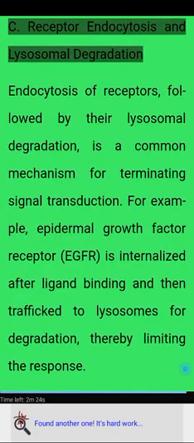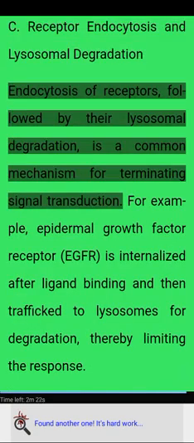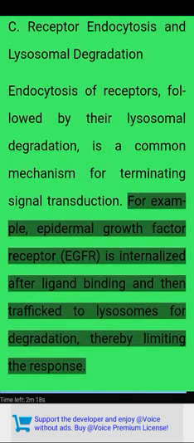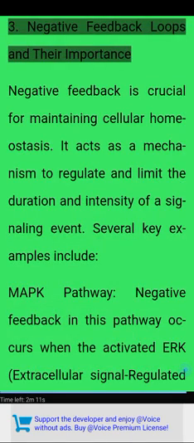signaling cascade. C. Receptor endocytosis and lysosomal degradation. Endocytosis of receptors, followed by their lysosomal degradation, is a common mechanism for terminating signal transduction. For example, epidermal growth factor receptor (EGFR) is internalized after ligand binding and then trafficked to lysosomes for degradation, thereby limiting the response. 3. Negative feedback loops and their importance.